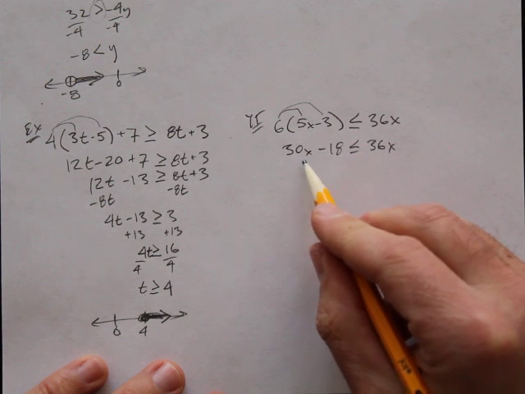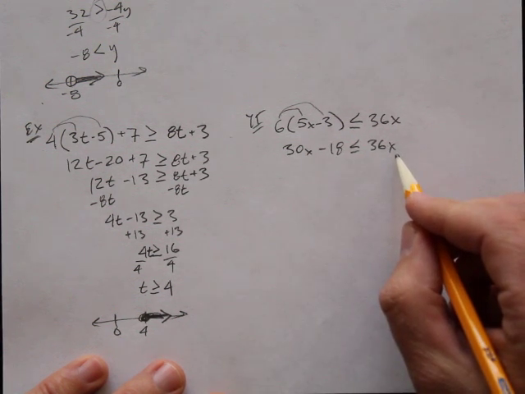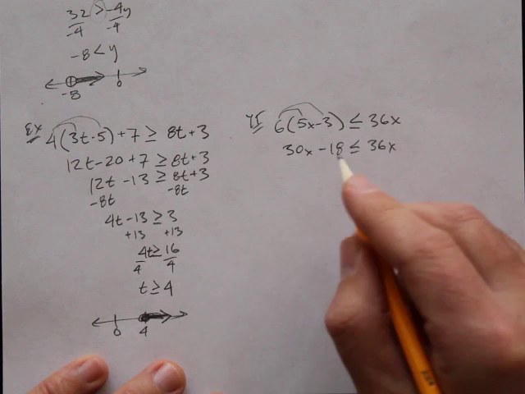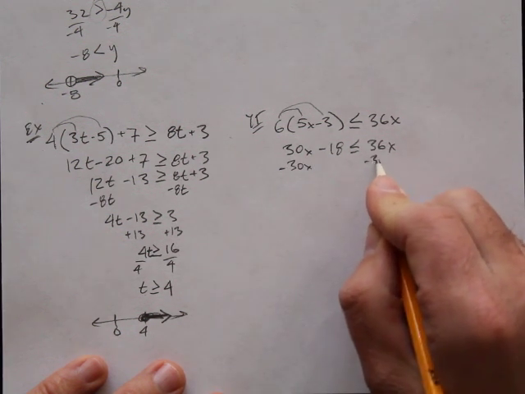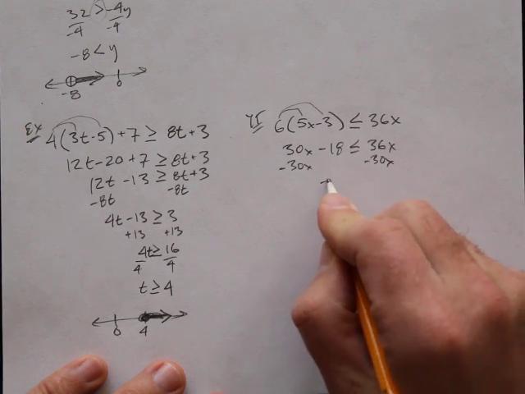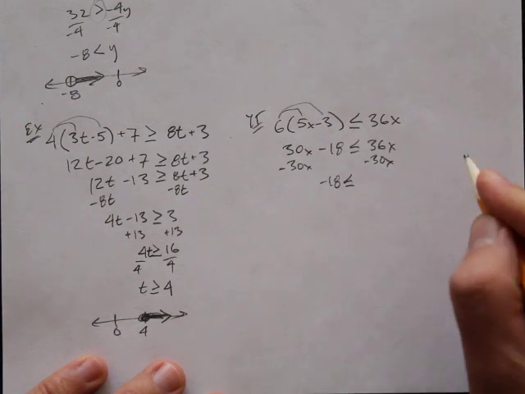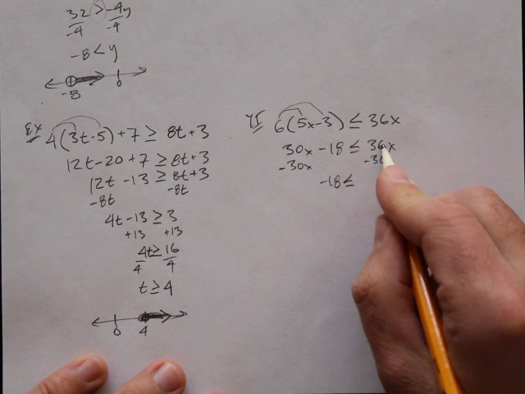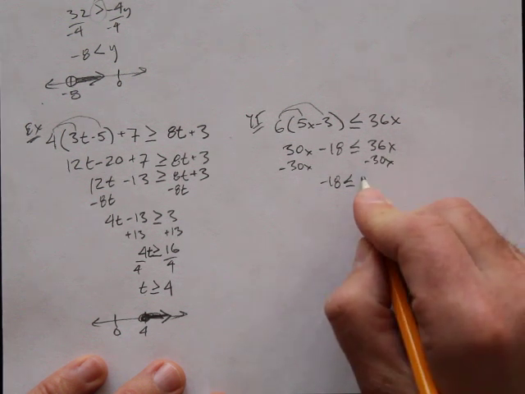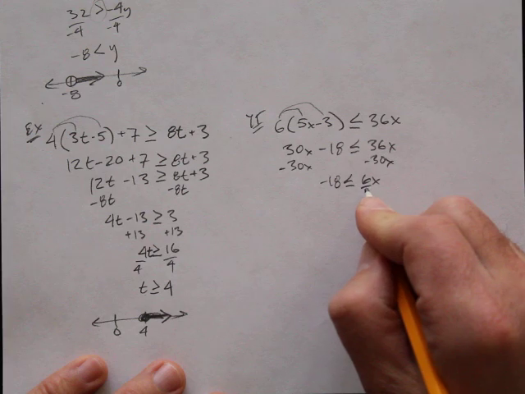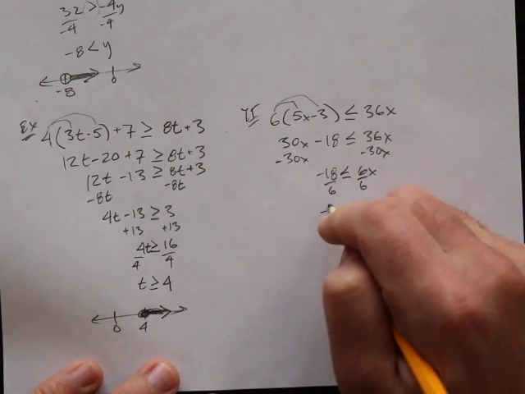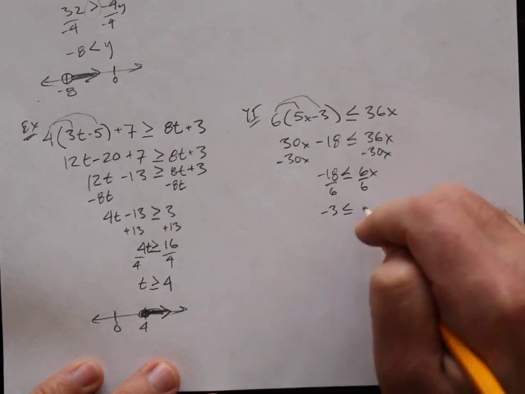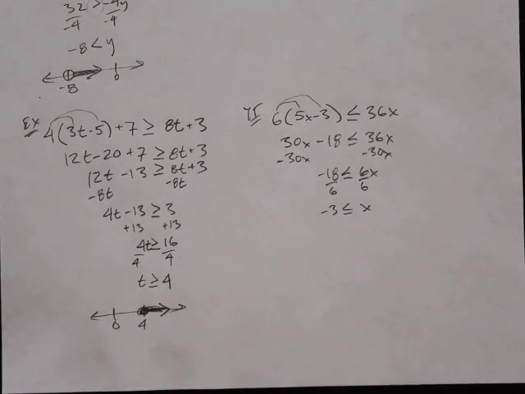Okay, now I've got to decide what I'm going to do next. I'm going to subtract 30x from each side. So now I've got negative 18 is less than or equal to 36x minus 30x. That'll get me a positive 6x. I'm going to divide by 6. And so I get negative 3 is less than or equal to x.